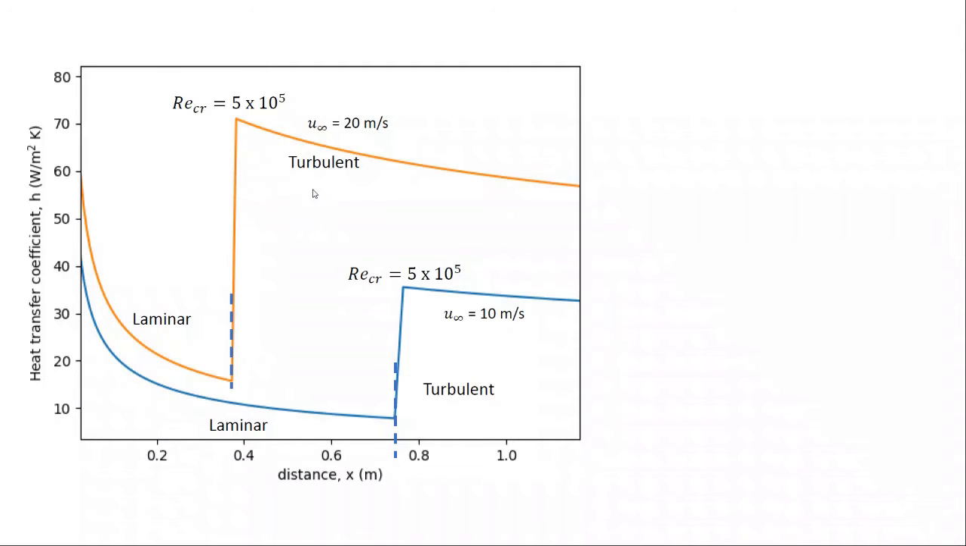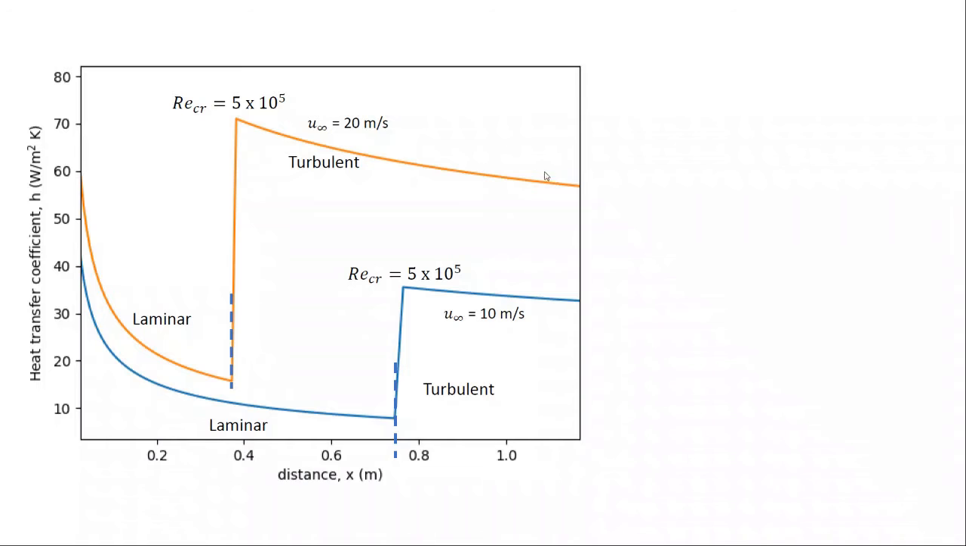And that's resulting from the fact that the critical Reynolds number where transition occurs between laminar and turbulent flow is 5e5. And that Reynolds number is equal to the free stream velocity times the length scale, x, divided by nu, the kinematic viscosity. So as the free stream velocity increases, the length required for transition decreases. But in both cases, we see this decreasing trend for heat transfer in the laminar regime as the boundary layer grows, and then a rapid increase in heat transfer as we switch to a turbulent flow where there's better mixing.